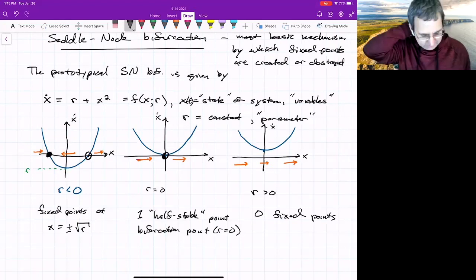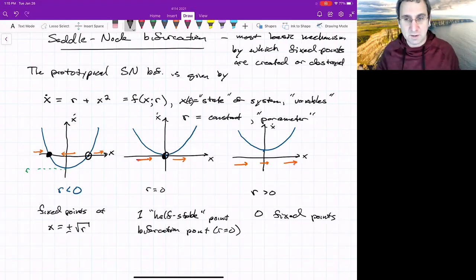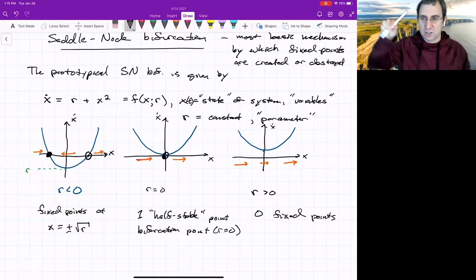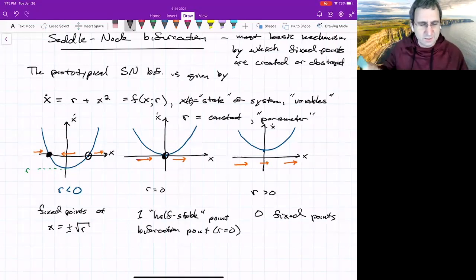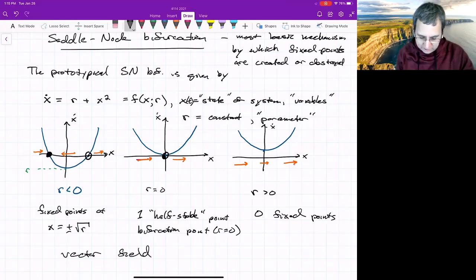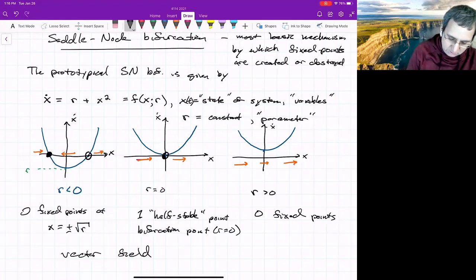Because if you think about it topologically, the vector field has changed. For this case on the right, where R is greater than 0, the vector field's always pointing in one direction. This case on the left, R less than 0, the vector field actually changes sign. And you can't deform one into the other. So the vector field changed. And one way we can even tell the vector field qualitatively changed is the number of fixed points. So we had 2 fixed points and then 0.